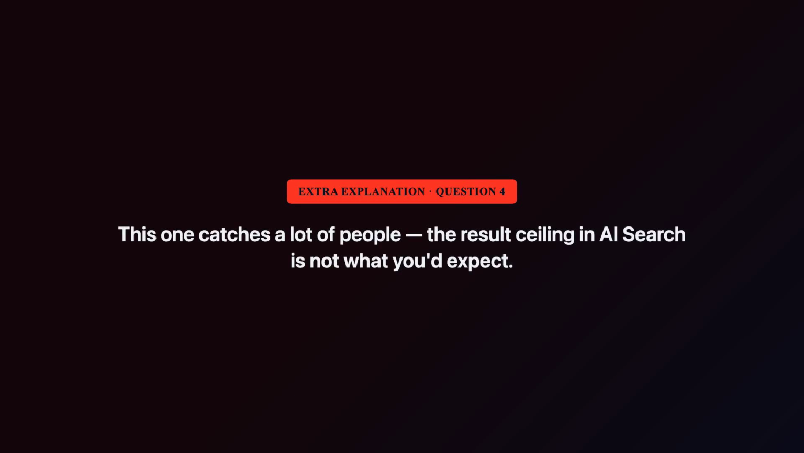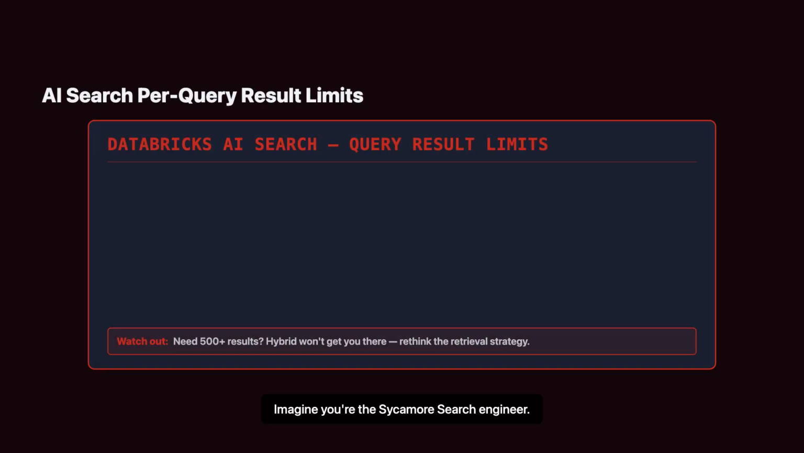This one catches a lot of people. The result ceiling in AI search is not what you'd expect. Imagine you're the Sycamore Search engineer. Your index has 10,000 legal documents. You ask for 1,000 results from a hybrid query. You get back exactly 200 every time.